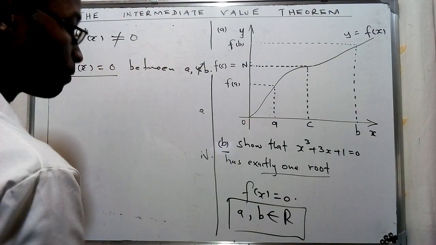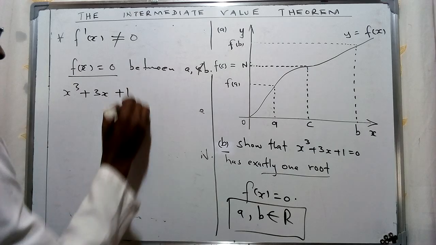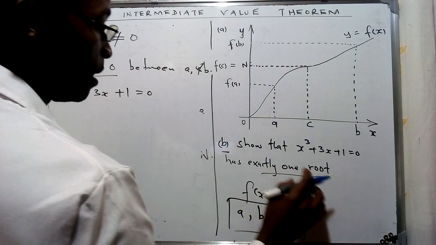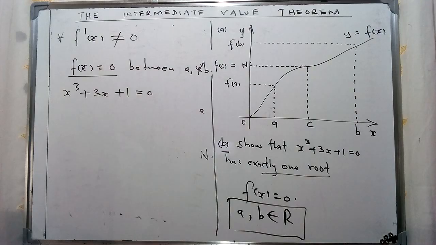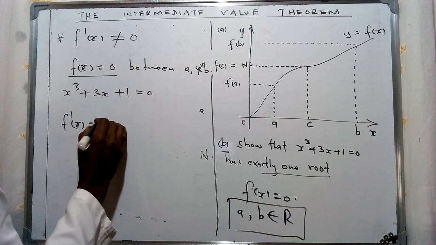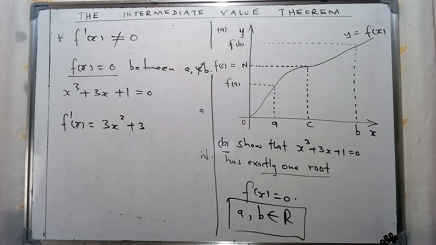whereby we're going to have x^3 + 3x + 1 = 0. So we're going to show that this specific equation f(x) = 0 has exactly one root. So we're going to create what we call an evaluation for this kind of equation, whereby we're going to have a derivative. So we are going to have f prime of x equal to 3x^2 + 3, which is going to be given as such.